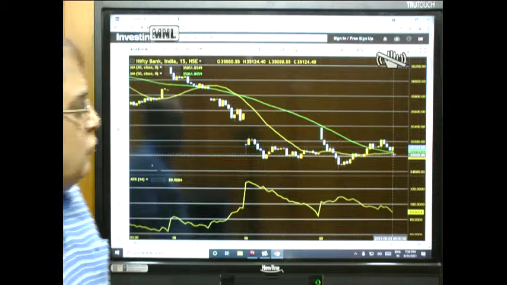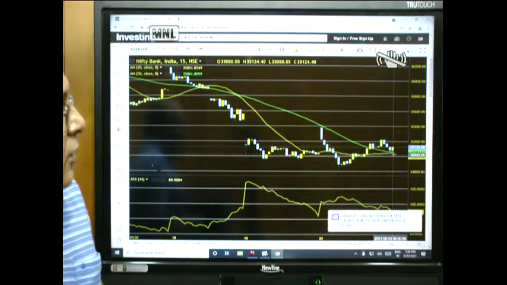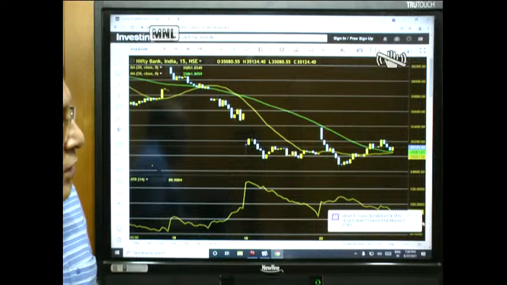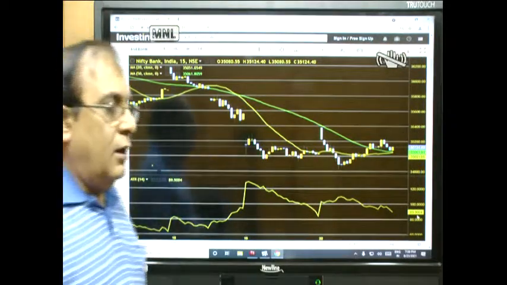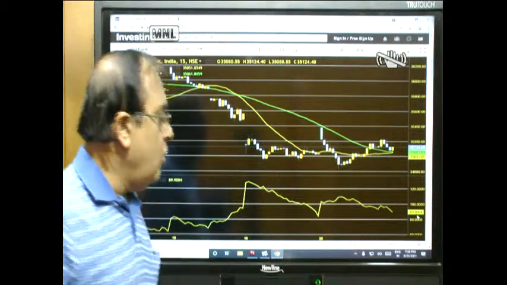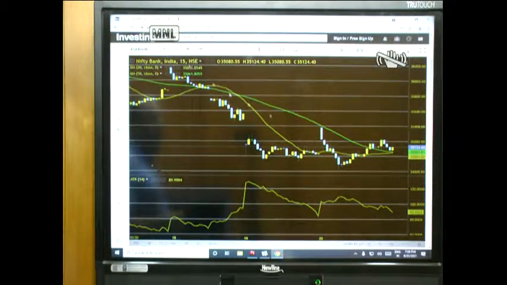So this is how you apply the 20 moving average chart, as well as the bar chart for your decision. Now let us look at the same thing as far as the hourly chart is concerned in the bar chart here.